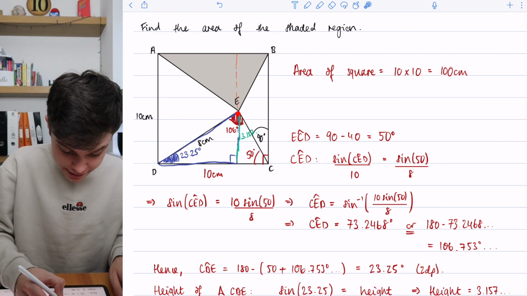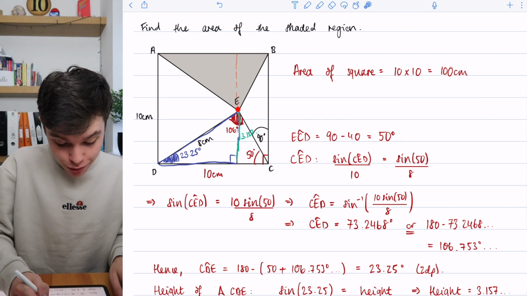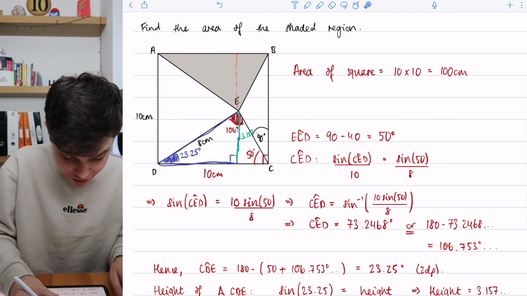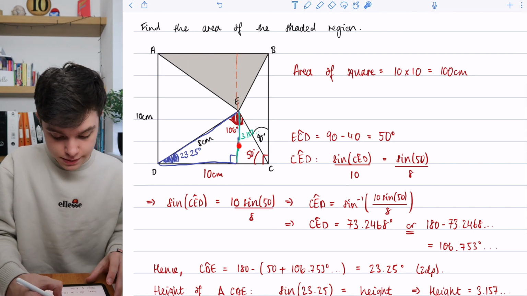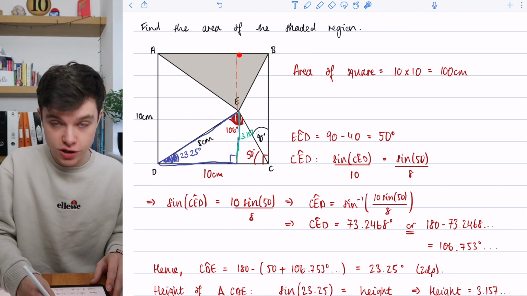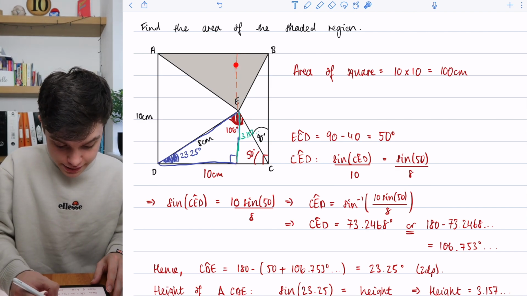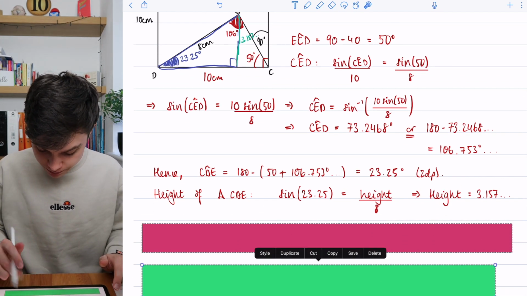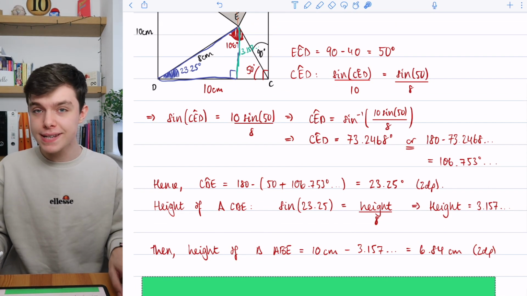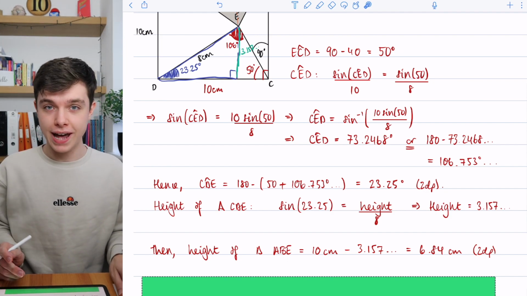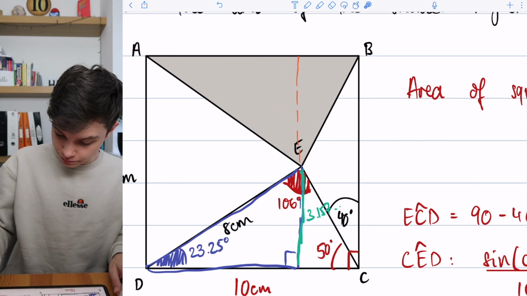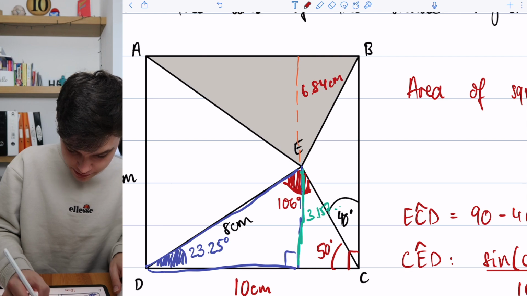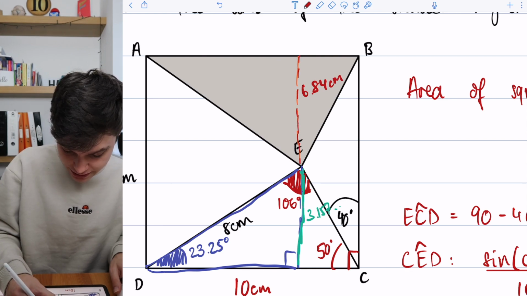So now we have this height here. We can work out this height now because we know the full length is 10 centimetres. This full length here is also 10 centimetres because it's just from one point of the square up to the top. So to work out the height of this shaded triangle, all we have to do is take that away from 10. And that will give me 6.84 centimetres. So I'll do it in red. 6.84 centimetres is this side here.